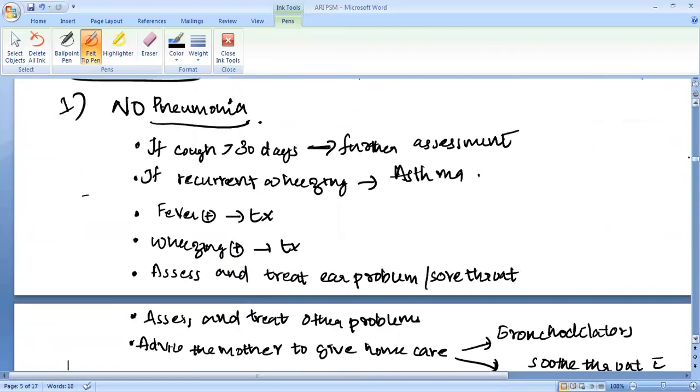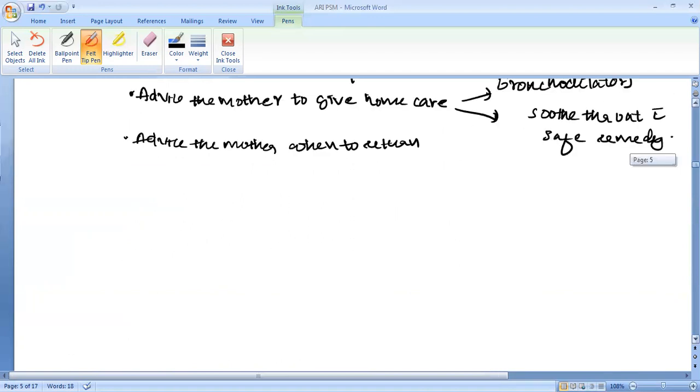If the cough is greater than 30 days, we have to do further assessment. If there is any recurrent wheezing, we have to suspect asthma. If there is any fever or wheezing, we have to treat them, and any associated ear problems or sore throat should be treated. And also we have to advise this mother to give home care. Home care can be given in the form of bronchodilators, or we can soothe the throat with some safe remedies. Okay, now the second stage.